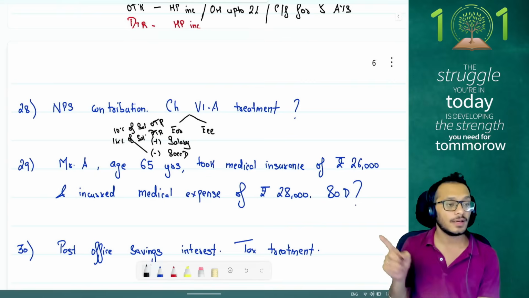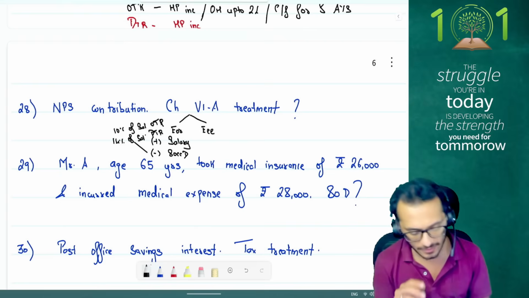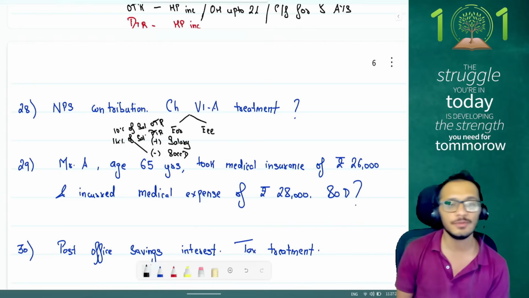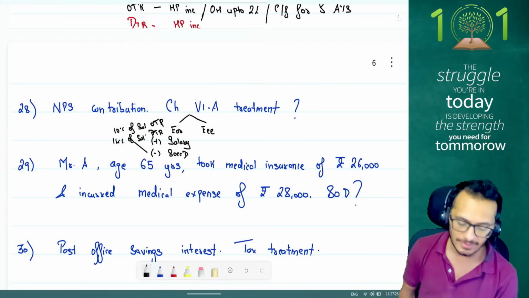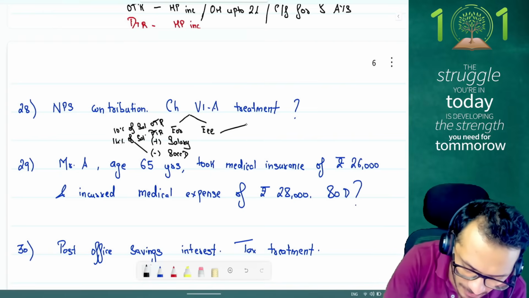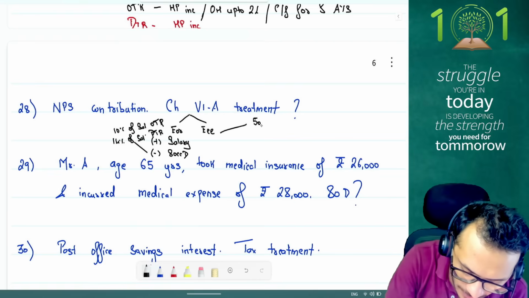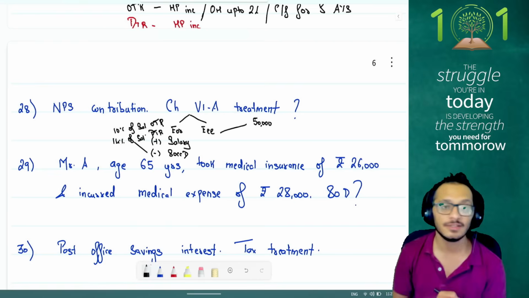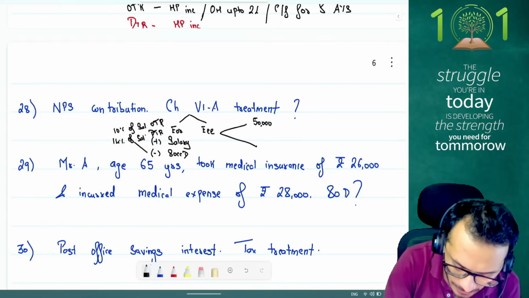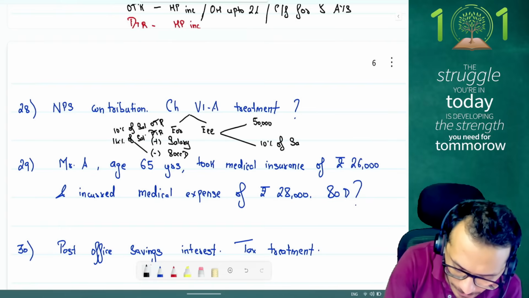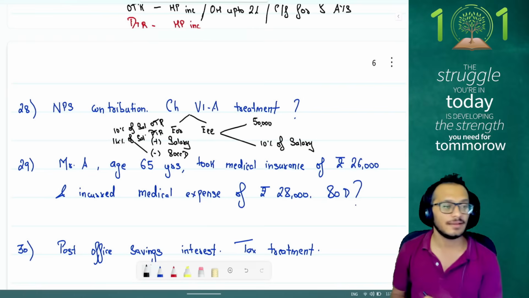What are the rules? If you are under old tax regime, you can claim up to 10 percentage of salary, but if you are under new tax regime, you can claim up to 14 percentage of salary. If it is employee's contribution, people, what will you do? For the first 50,000, there is no restriction. For the balance, you can claim up to 10 percentage of your salary. Yes, that is what we would have discussed.